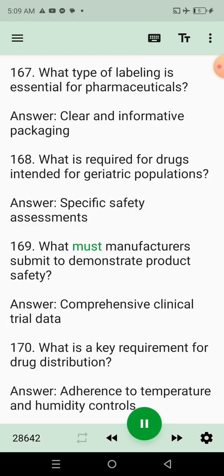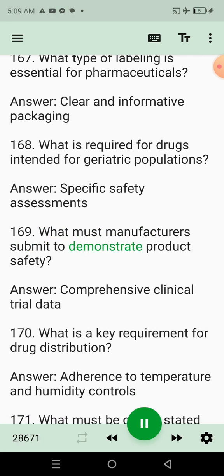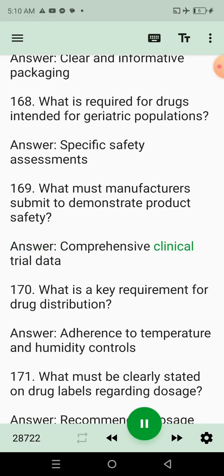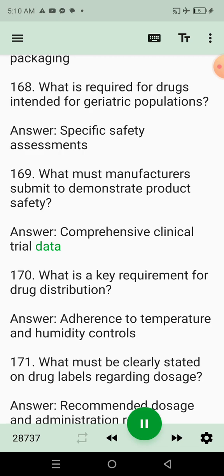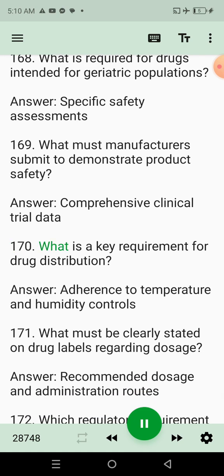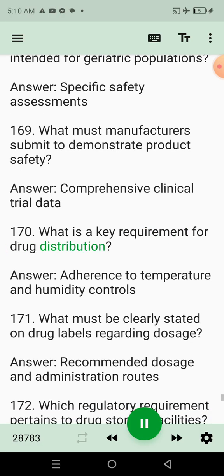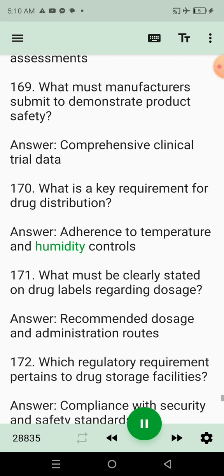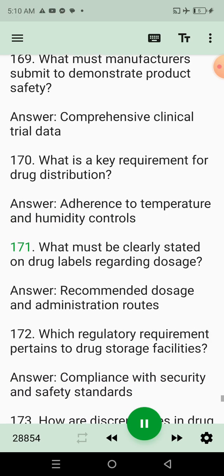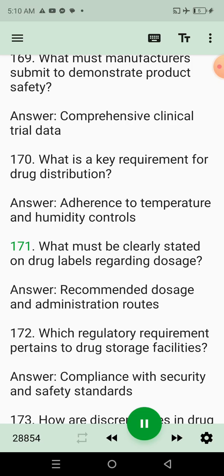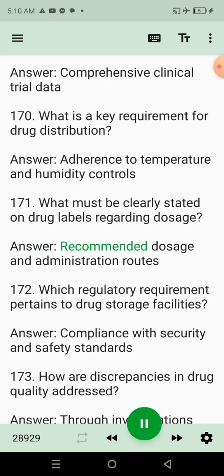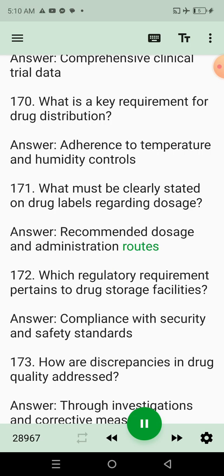169. What must manufacturers submit to demonstrate product safety? Answer: comprehensive clinical trial data. 170. What is a key requirement for drug distribution? Answer: adherence to temperature and humidity controls. 171. What must be clearly stated on drug labels regarding dosage? Answer: recommended dosage and administration routes.